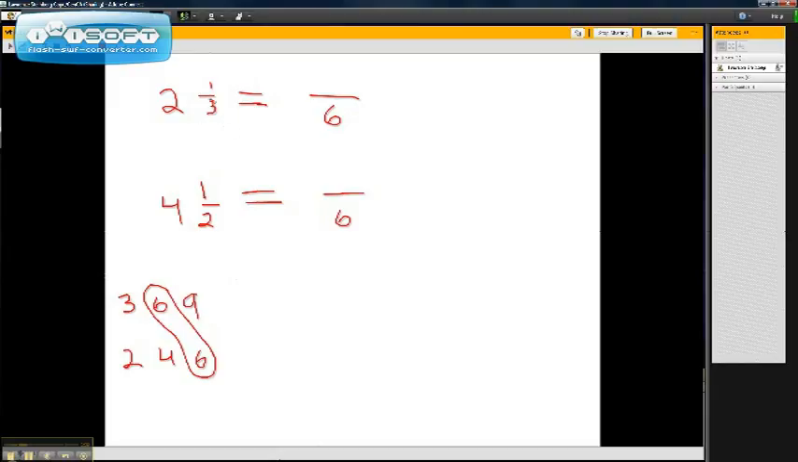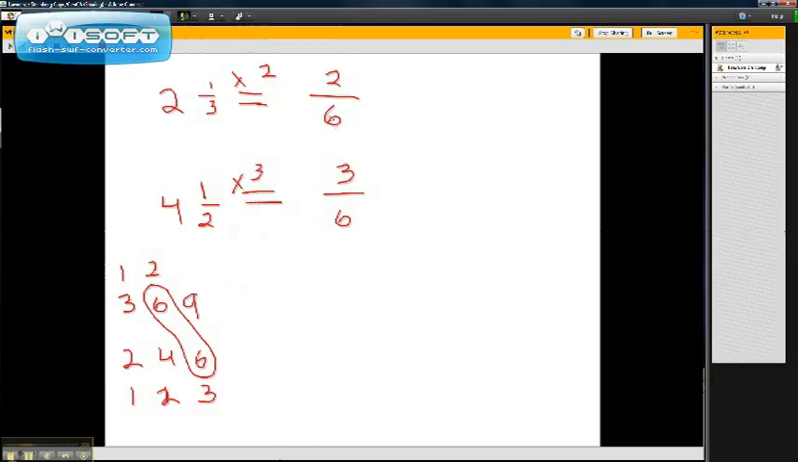So starting with the 3, to go from 3 to 6, I multiply 3 times 2. So I multiply by 2 on top, and 1 times 2 is 2. And to go from 2 to 6, I had to multiply 2 times 3. So you multiply by 3 up top. So 1 times 3 is 3.